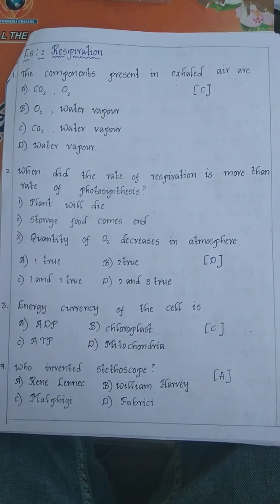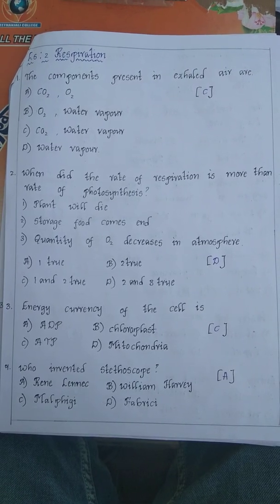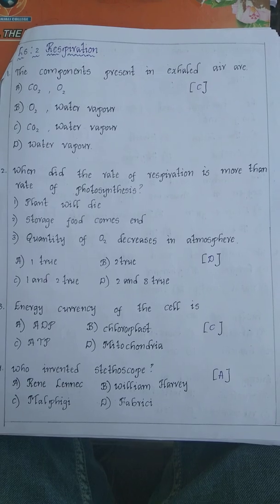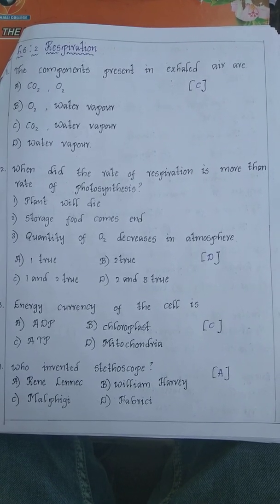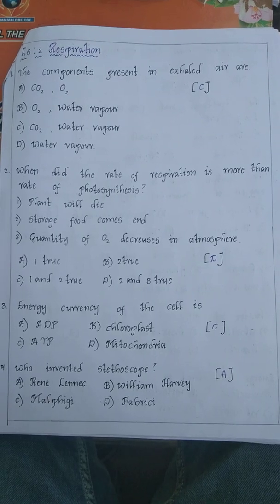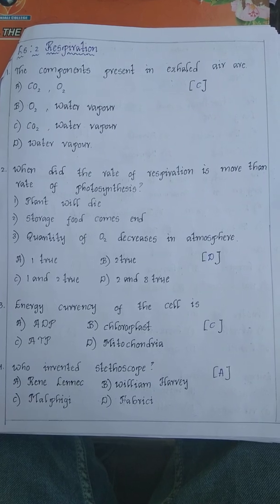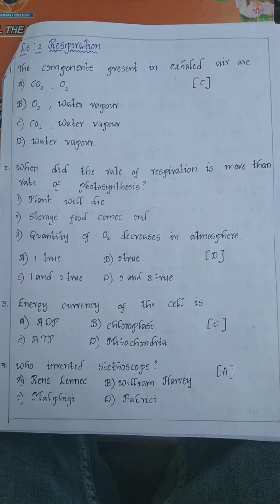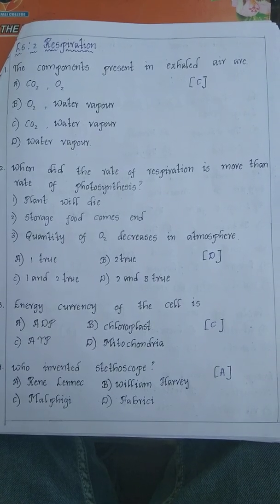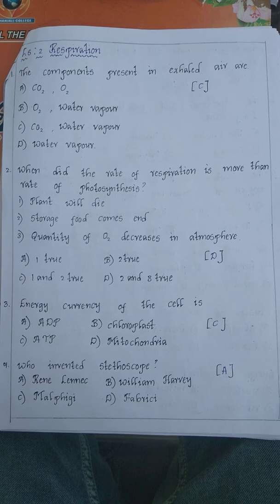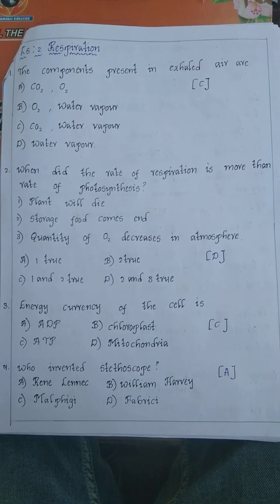The components present in the exhaled air are obviously carbon dioxide and water vapor. When is the rate of respiration more than rate of photosynthesis? Plant will die, storage food comes to end, and quantity of O2 decreases in atmosphere. Obviously, when the storage food comes to end and quantity of O2 decreases in atmosphere. Energy currency of the cell is obviously ATP.